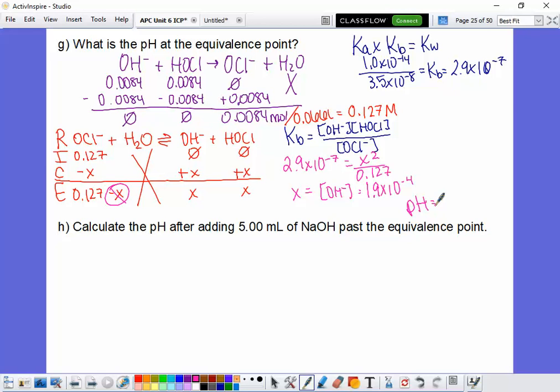What do you get? 10.28. That's actually a pretty high pH. But wait, shouldn't the equivalence point be 7?